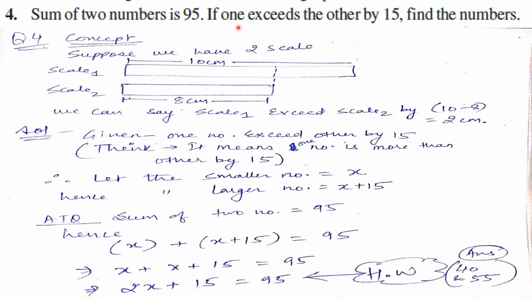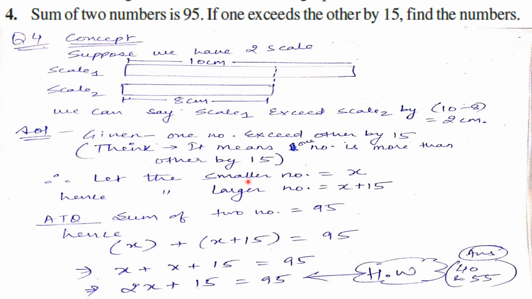So it is saying there are two numbers. The first one is greater, the second one is smaller, and the greater one is more than the smaller one by 15. So again, you can think which number to be taken as independent. Let us take the smaller number as independent. So from here I have started.